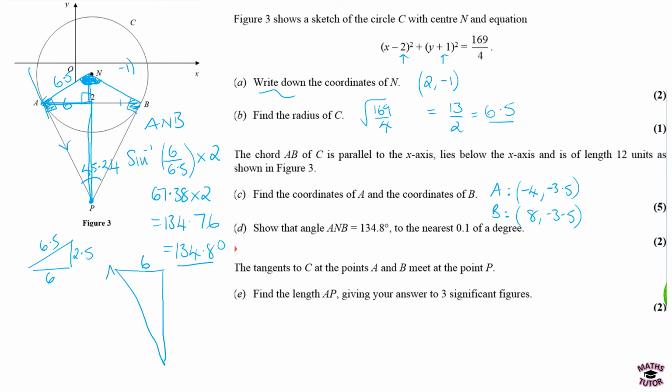We're trying to find AP. We know that this angle down here is half of the 45.24, so 22.62. So all we need to do is use the sine ratio to find the hypotenuse, which is going to be opposite divided by the sine of 22.62. We do that on our calculator, we get 15.599. So AP is 15.6.